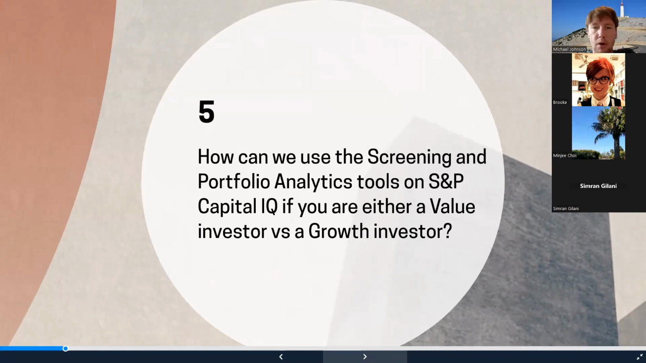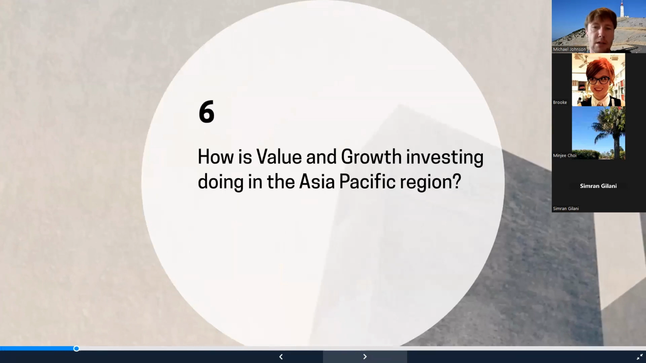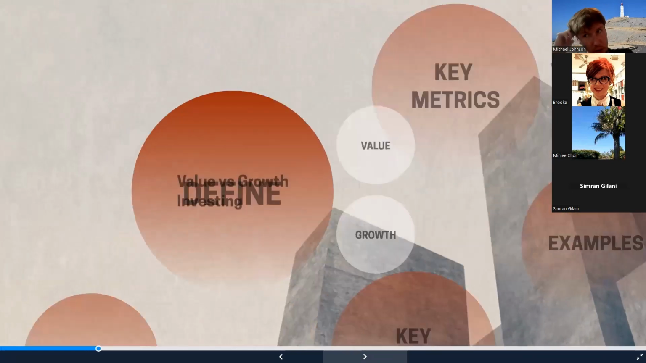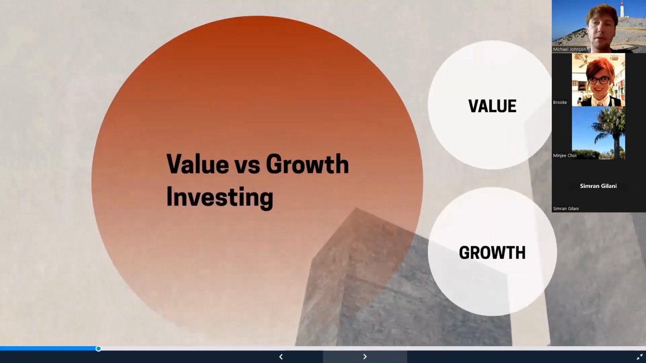Also we'll go through how we can use the screening and portfolio analytics tools on S&P Capital IQ if you're either a value investor or a growth investor. And what is value and growth investing doing in the Asia Pacific region also? So that's what we're going to go through. I also posted this in part 2. It's the value investing Prezi, so if you want to go through it, it will also be recorded on the YouTube channel that I posted on the part 2 page on the course.